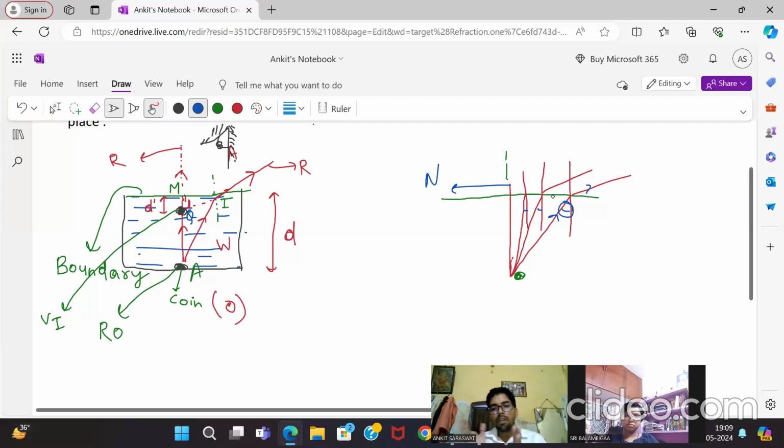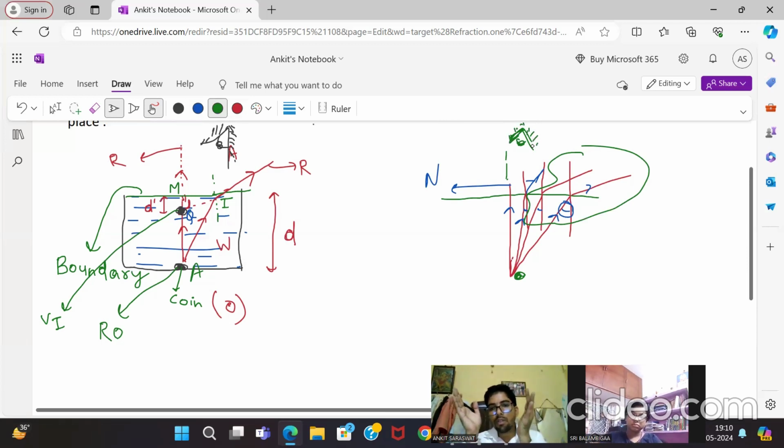When rays are very close, like this, these two rays, this and this, then in this case this angle of incidence is very small, then the angle of refraction will be small. Clear? So we will neglect this, because the observer is looking with his eyes. Since eyes are very small, we will take only the paraxial rays.